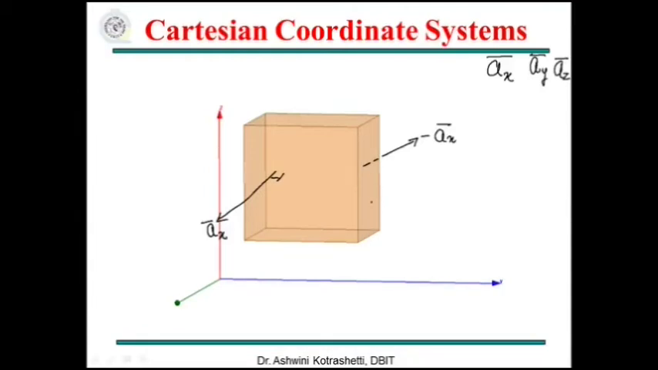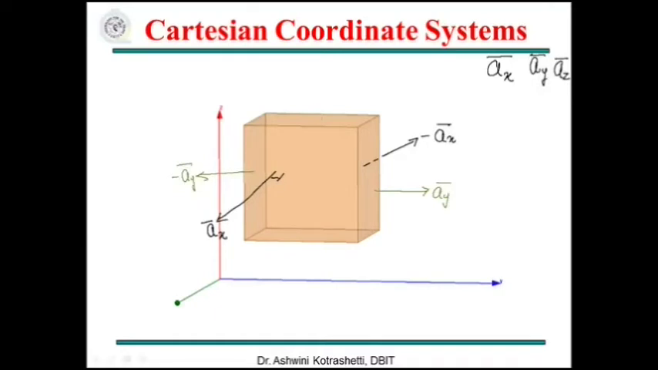On this face, you can now define a unit vector along the positive y direction. So that is ay bar, because it is normal to this face which is in the xz plane and it's moving outward in the direction of positive y. Likewise, on the left face, if I now consider the left face, I have here a unit vector which is ay bar.